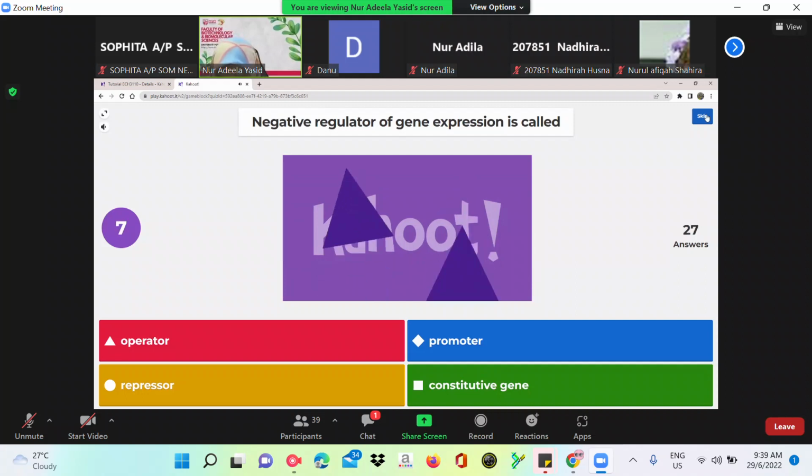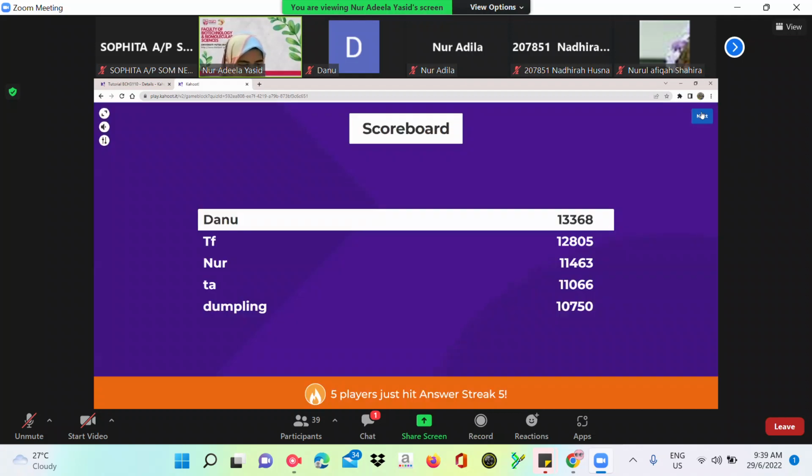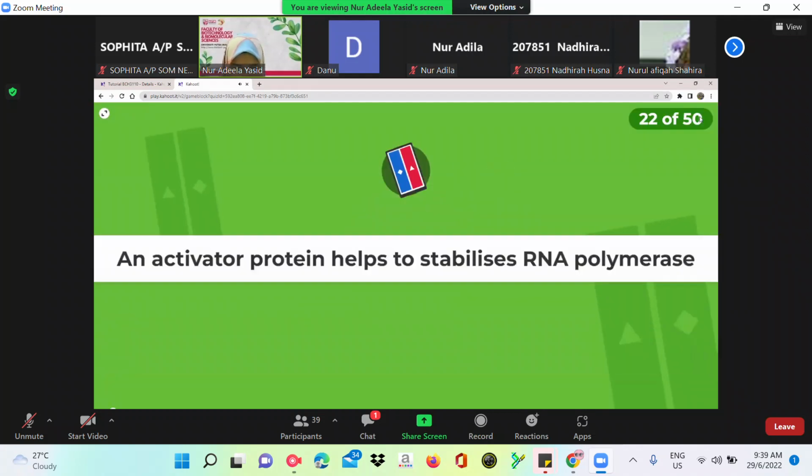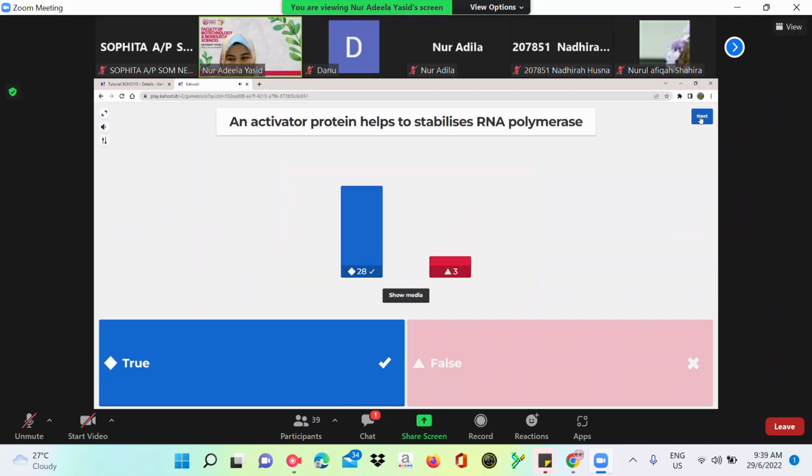Easy one. Okay, most of you answered correctly. It's a repressor. Okay, true or false? So the answer is true.